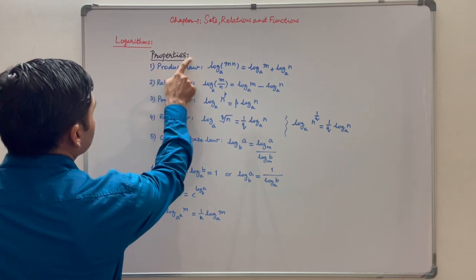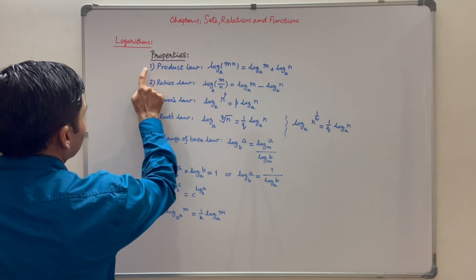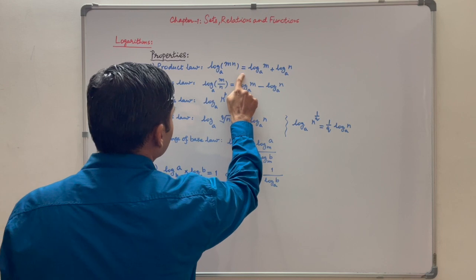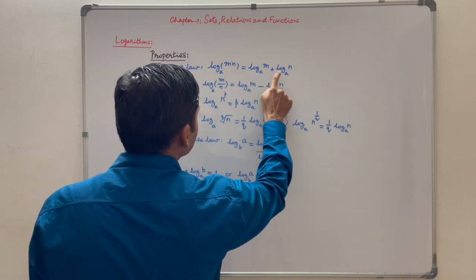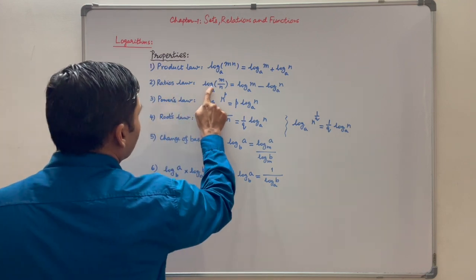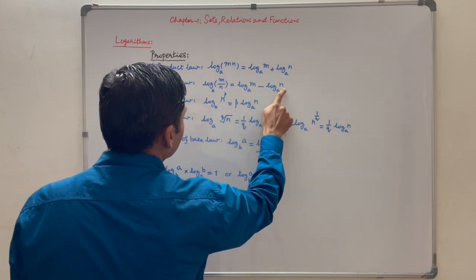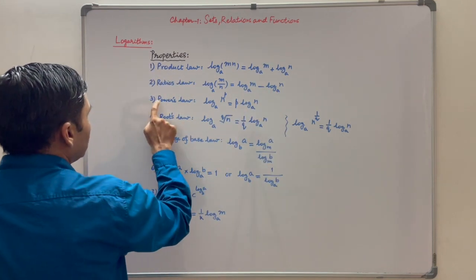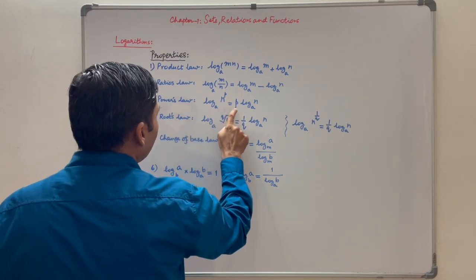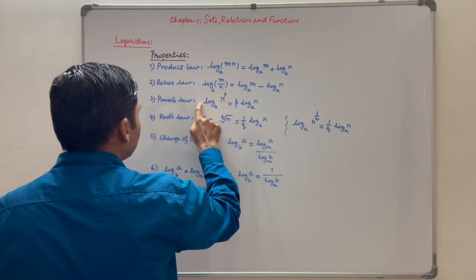Now let us see the properties of logarithms. There are 8 properties we will see one by one. First one, product law. Log of mn to the base a is equal to log m to the base a plus log n to the base a. Second one, ratio law. Log of m by n to the base a is equal to log m to the base a minus log n to the base a. Third one, power law. Log of n to the power p to the base a is equal to p times log n to the base a. So this power can be shifted here.